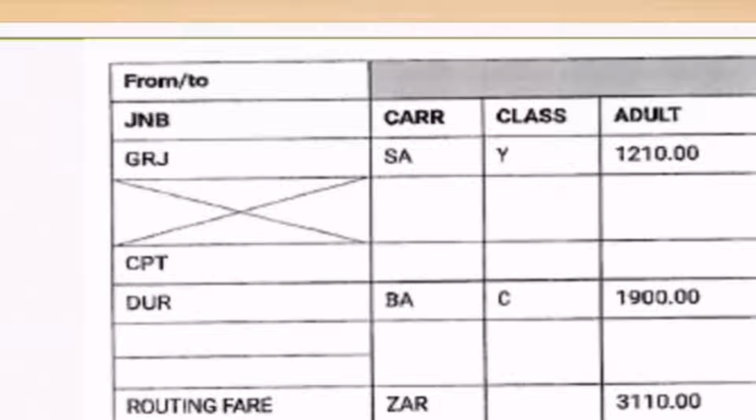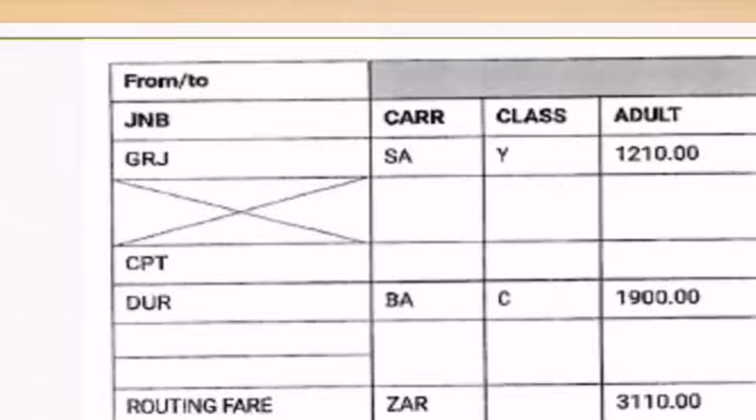So as I was saying, your route is now Johannesburg to George, using SAA class Y. And then this person was charged 1,210 rand. Then Miss Jennifer decided to leave George and go to Cape Town. But from George to Cape Town, she didn't fly.